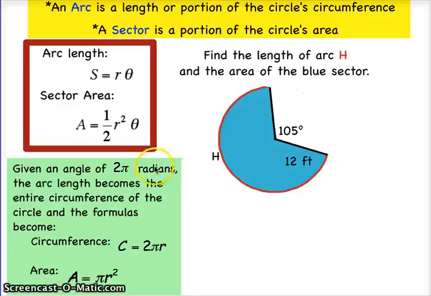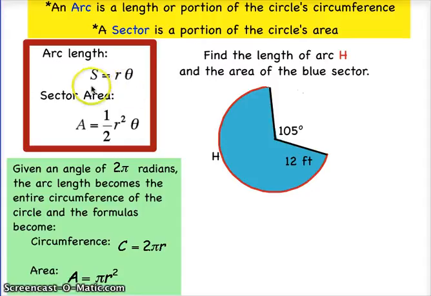Okay, this is a video to help you with arc length and sector area. Arc length is the portion of a circle, or a portion of its circumference, essentially the red line on this sort of Pac-Man shaped figure down below here. The sector is the portion of the circle's area. We're missing this portion over here, but the blue area is essentially the sector area.